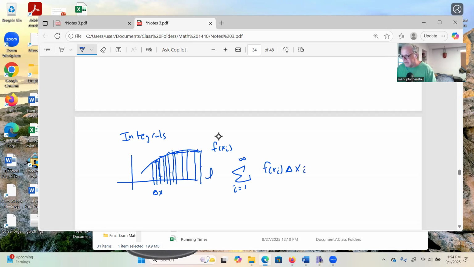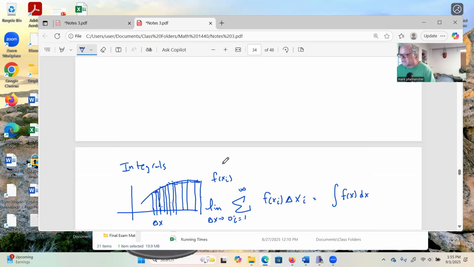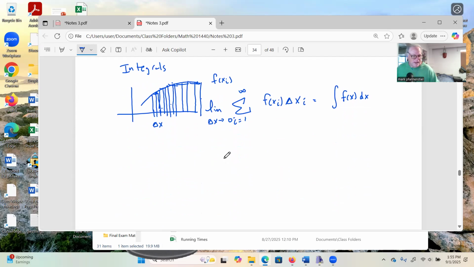So I need this limit as delta x goes to 0 for all of my xi's. And when I take that limit, what we end up with is no longer a sigma. We use an elongated S for the sum, the integral of f of x dx, and that is the idea of my integral. We're not going to be doing a whole lot of the definition, but it's always good to know where things come from. So that's what we have.